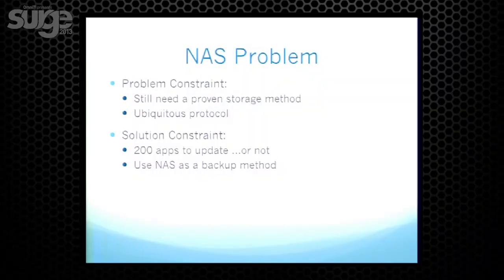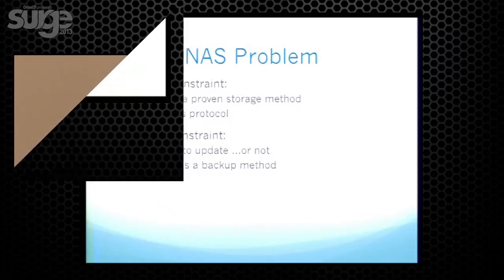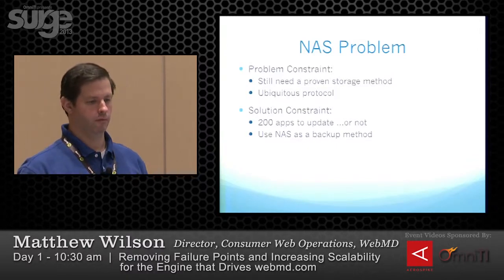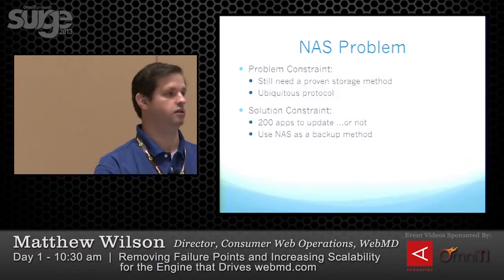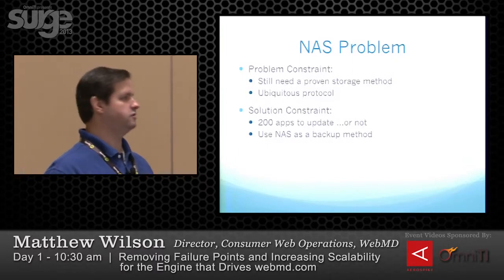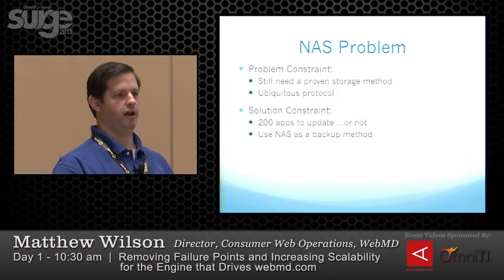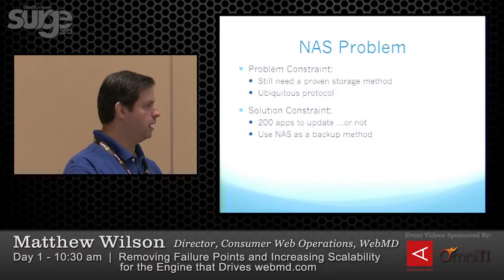So the developers and operations folks got together. For all of the XML, the XSL content, images, we still need a place to store stuff. And it has to be robust. We need it to be reliable. It needs to be over some solid protocol that everybody can use. And for the solution, we also have to take into consideration that we have 200 apps to update. Do we want to do that? Is that necessary? Can we avoid it?